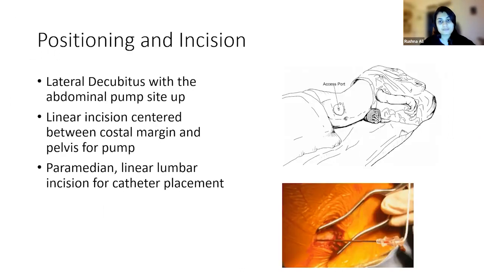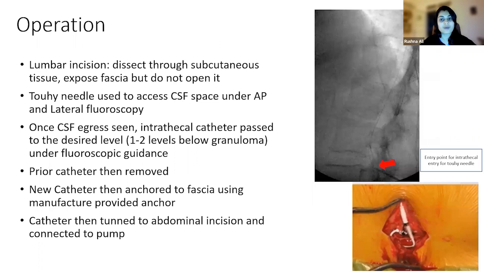Positioning and incision for this type of surgery includes a lateral decubitus position on a beanbag with the abdominal pump side up, as you can see from this figure. A linear incision is centered between the costal margin and the pelvis for pump placement, so the pump doesn't dig into the ribcage or the pelvis when the patient is upright. For the lumbar catheter insertion, there's a paramedian linear lumbar incision that is made. Fluoroscopy is used throughout the case to verify levels and intrathecal placement.